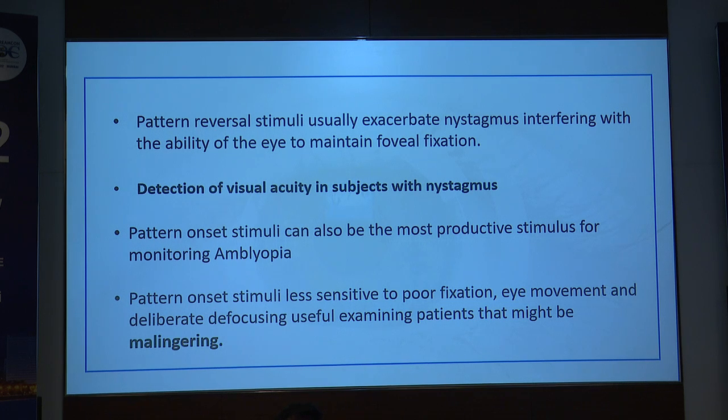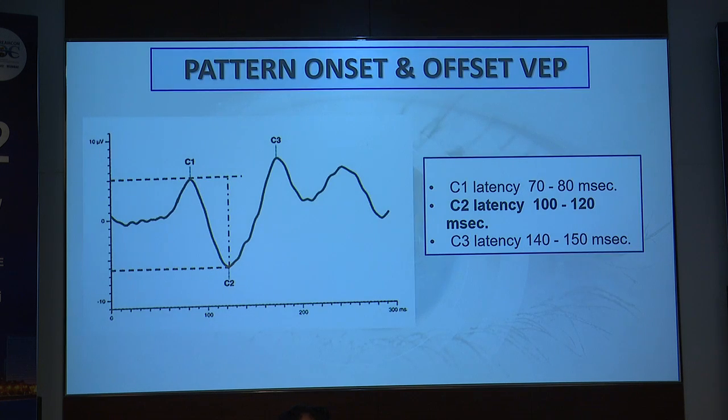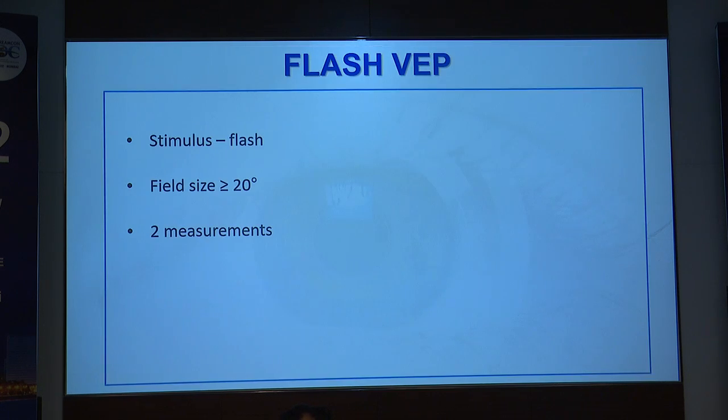Pattern onset stimuli is less sensitive to poor fixation, eye movement, and deliberate defocusing, thus it is useful in examining patients that might be malingering. So this is the waveform. Here the second wave or C2 is the most important, which might have a latency of 100 to 120 milliseconds.